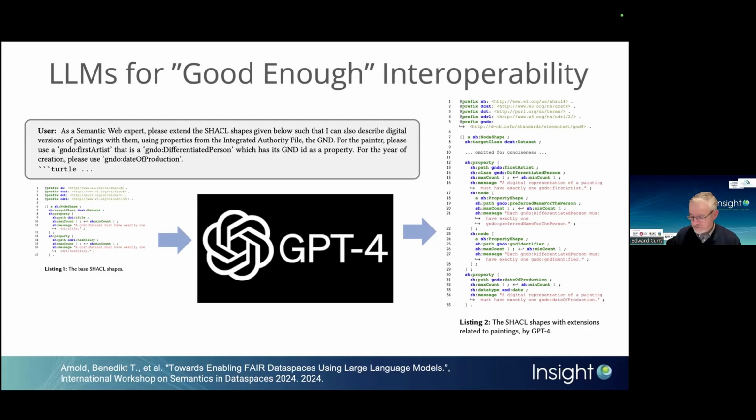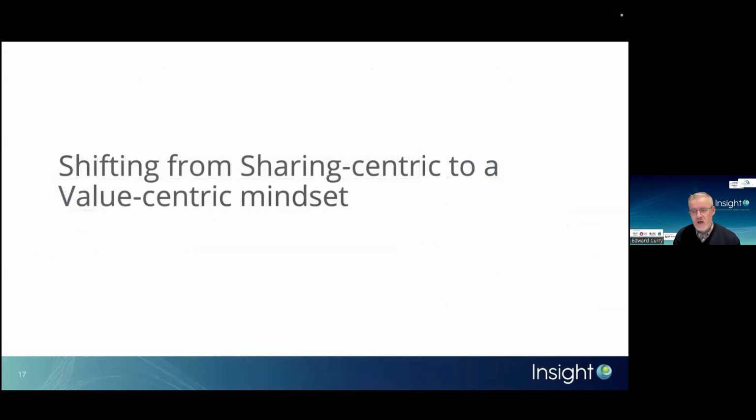So the second message I want to talk on is a little bit more for those that have just established a data space. You have something in place, and you want to figure out, well, then what do I do now? It's really about how you shift your mindset from a sharing centric mindset to a value centric mindset.